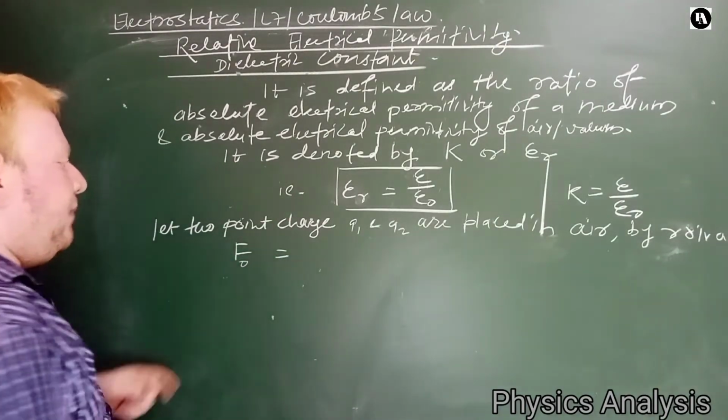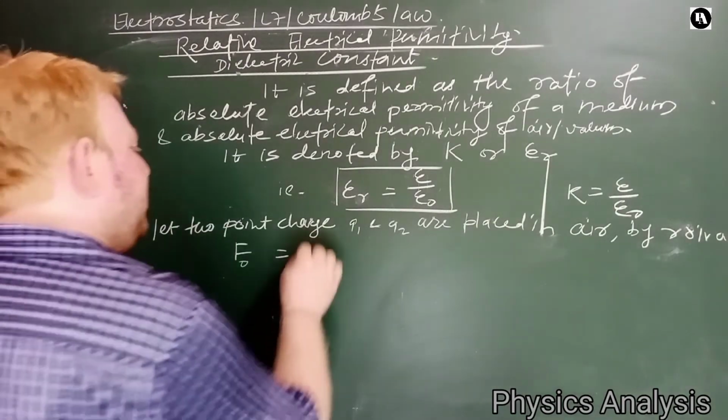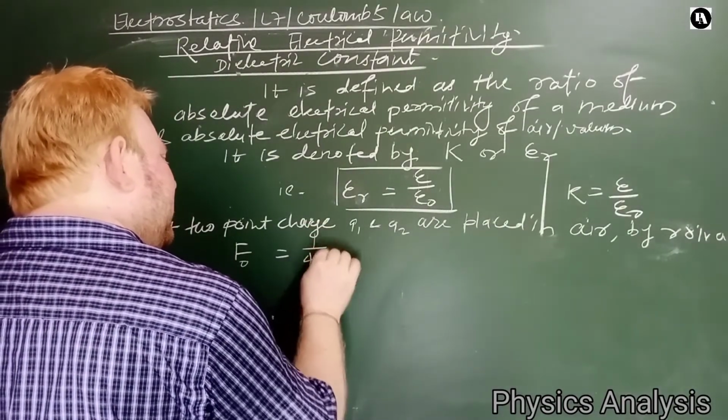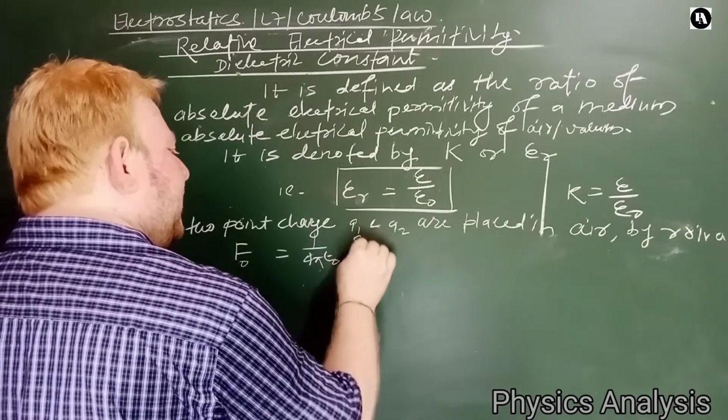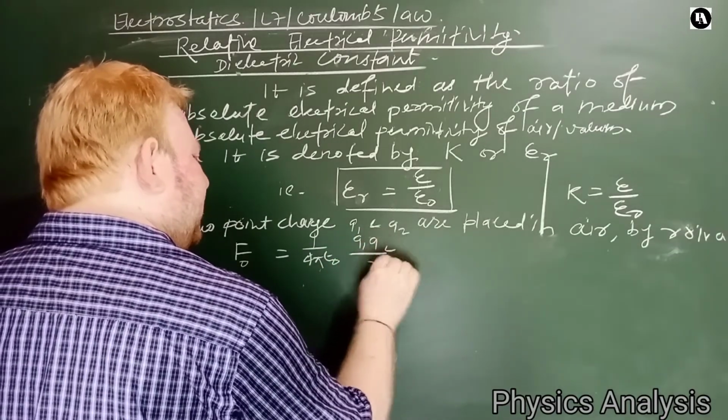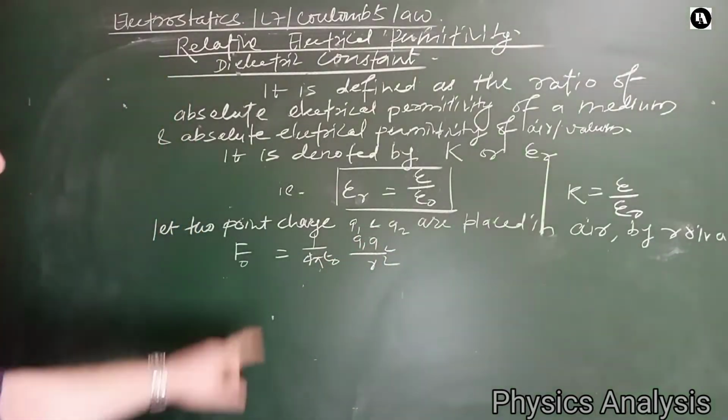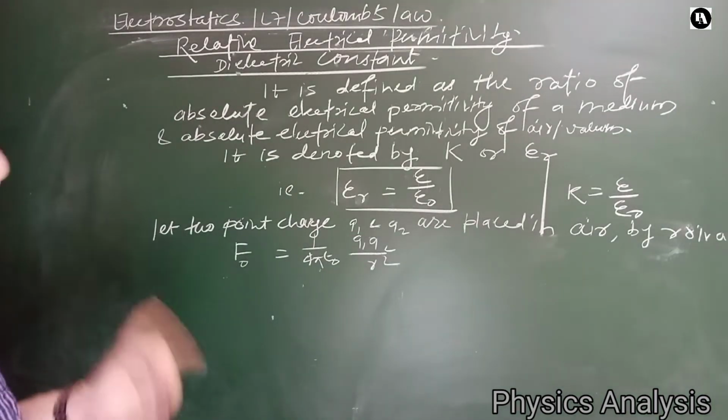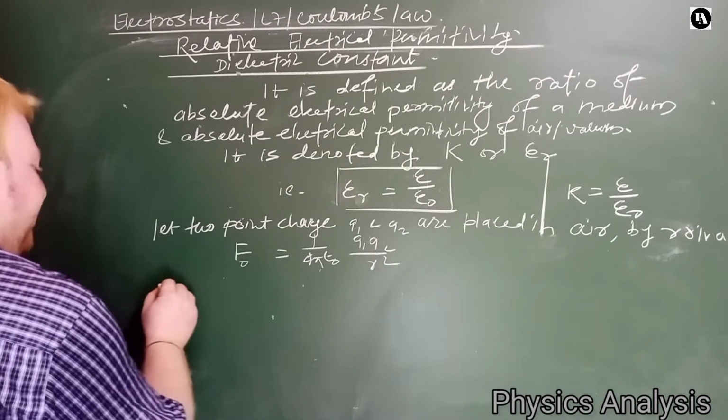If you consider it as F naught, then F naught is equal to 1 by 4 pi epsilon naught, Q1 into Q2 by r square. No problem, I am writing in scalar form, not in vector form.